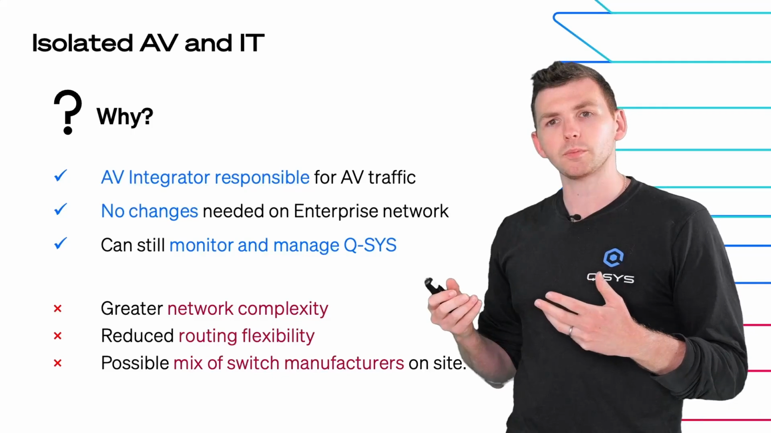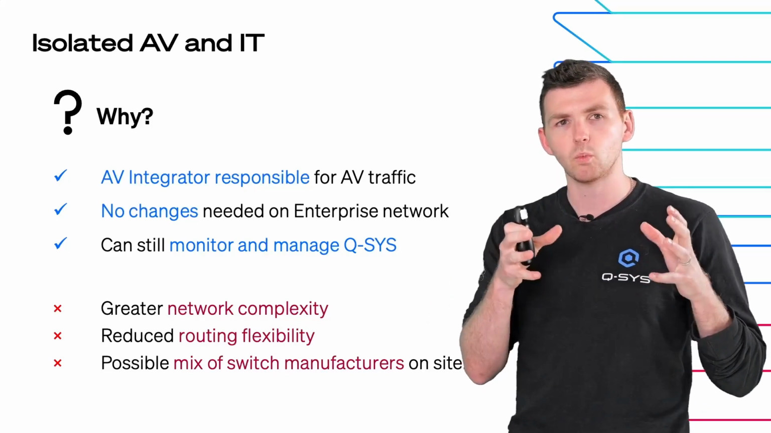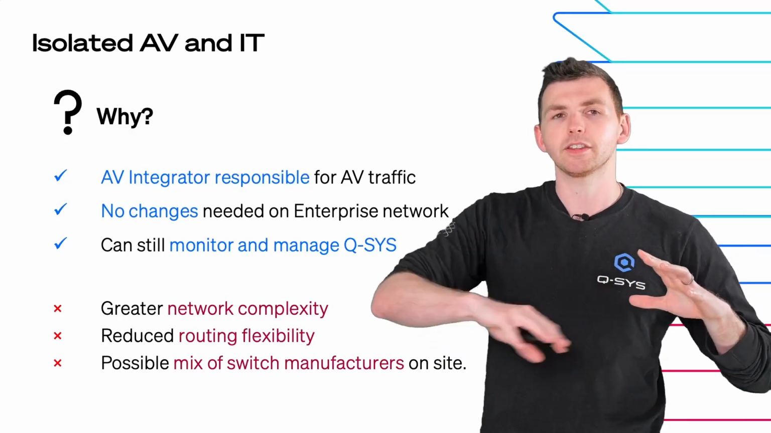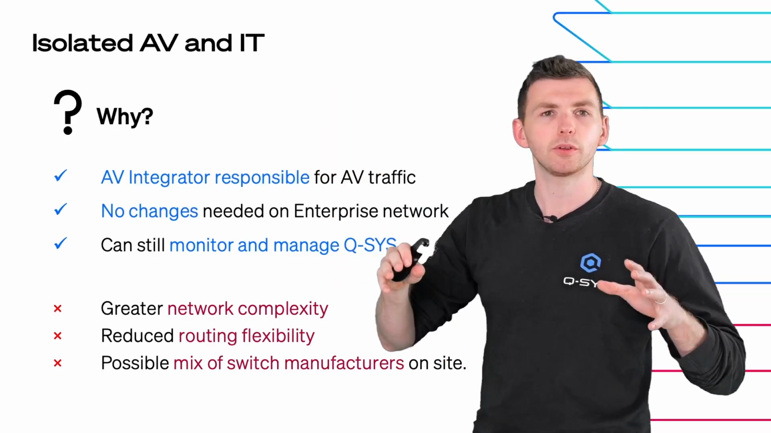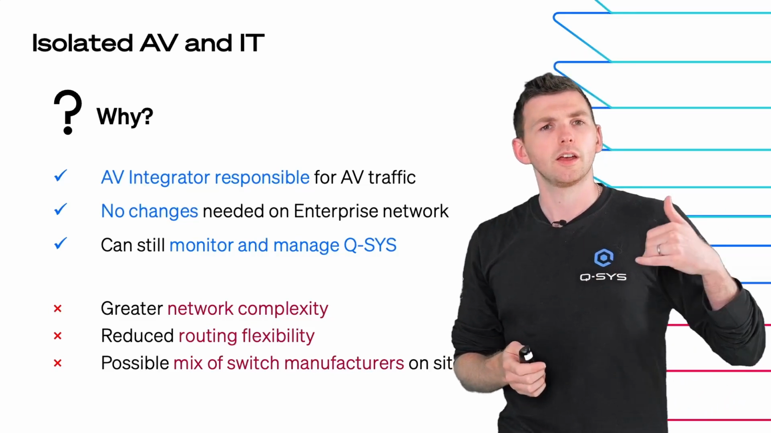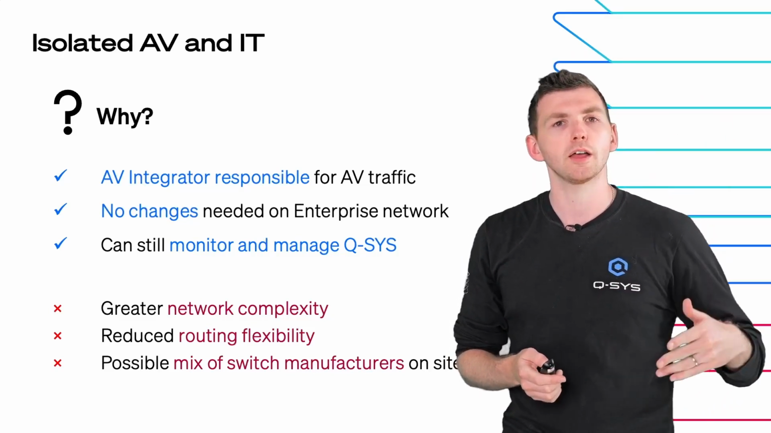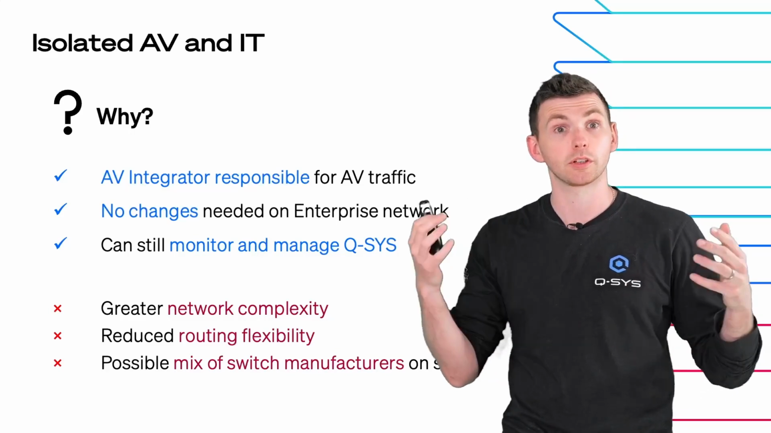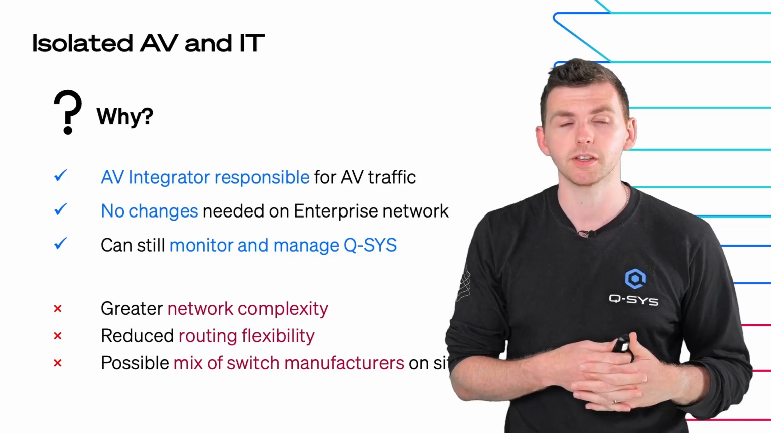Particularly if you think about a small room, if you just had one room with your AV in it and you had one switch in there and everything else was the enterprise network, that would be okay, right? But if you imagine a whole building full of Q-SYS, have you basically got to have two entire building-wide networks? That doesn't seem like a good idea, right? You probably want to converge them and just run everything on the enterprise network.